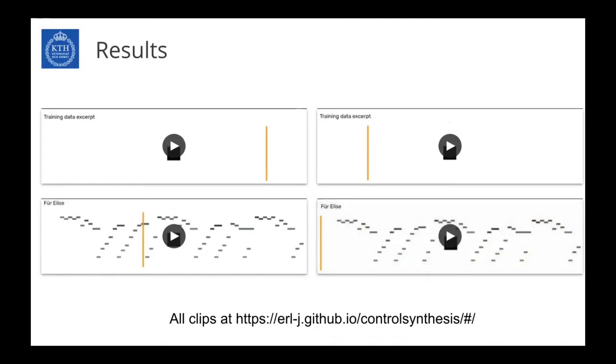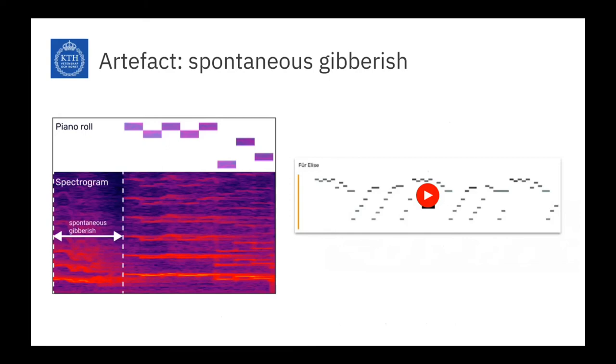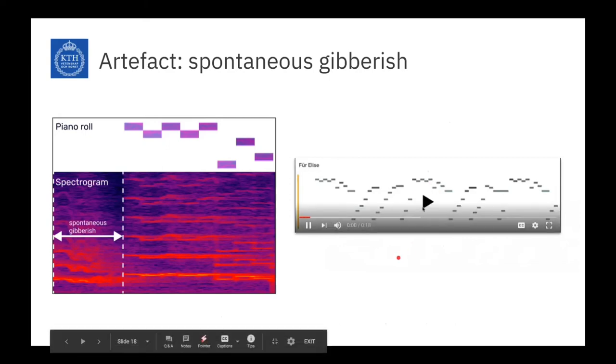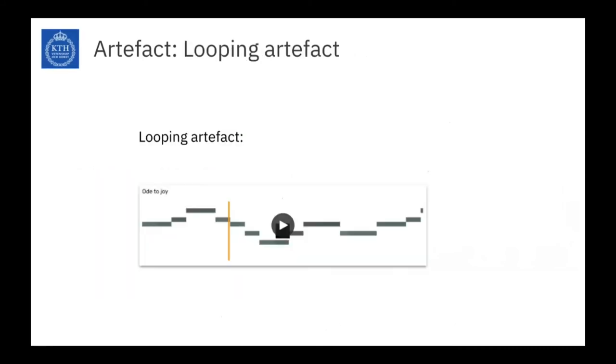So you might have heard here in the beginning that in the flute render, there are some interesting sounds before the first MIDI note event. We think that this is due to the MIDI transcription being insufficient, so there is essentially noise in the dataset. We also hear something that sounds a bit like a looping, like a note is looping.